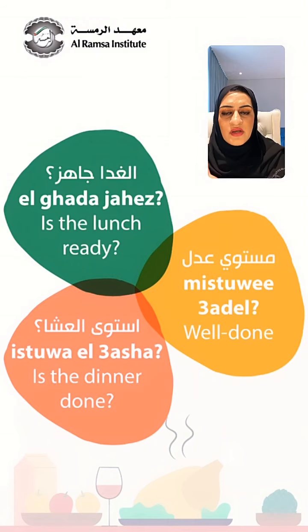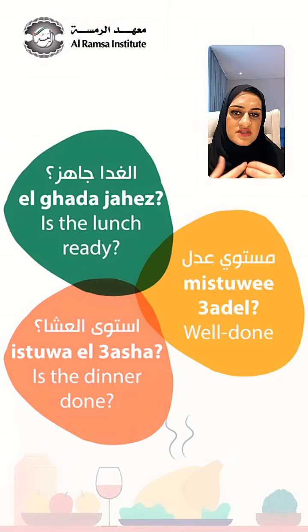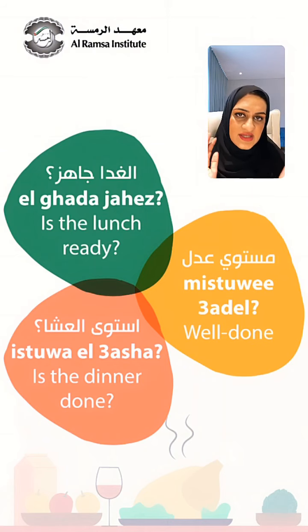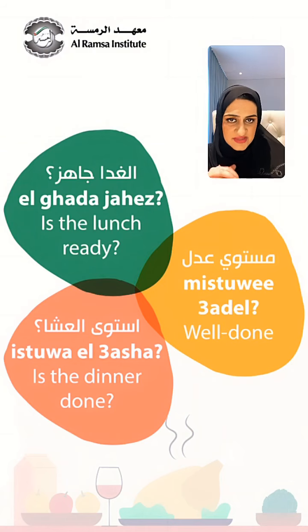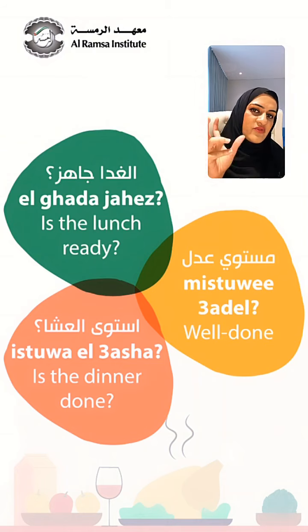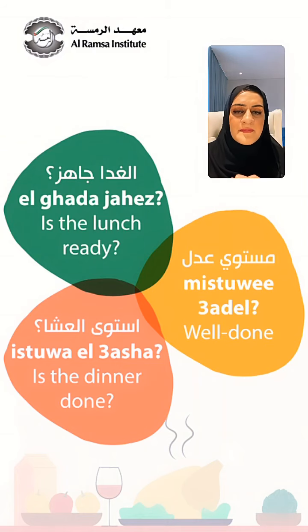تمام؟ Or sometimes we have another way to ask. So we say استوى العشاء. Sorry, I can't read it. استوى العشاء, which basically is, is the dinner done? Is it finished? So you can say العشاء جاهز, or you can ask استوى العشاء, is the dinner done? The word استوى is also from the word أسوي, it is also very common to use it in the kitchen.